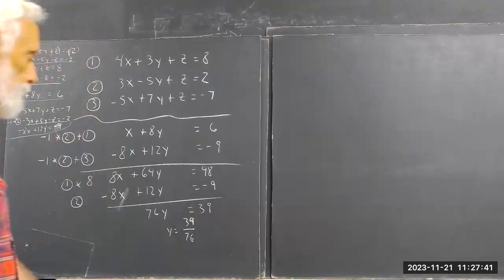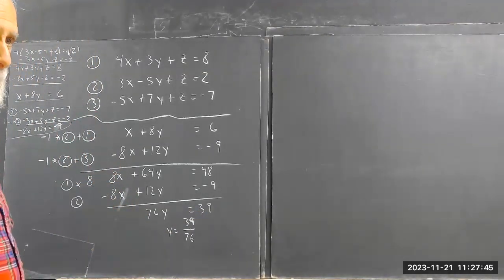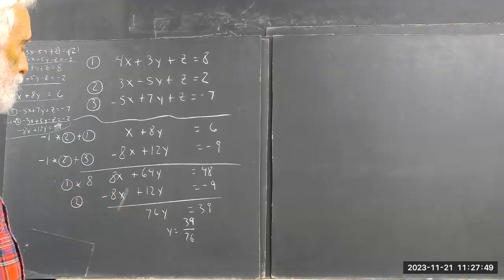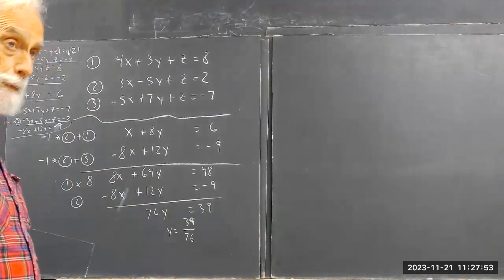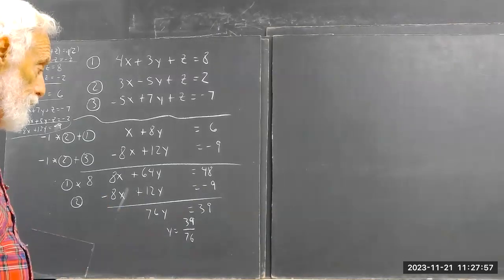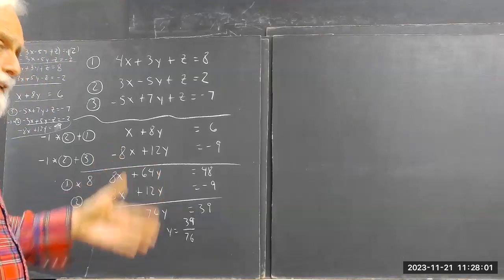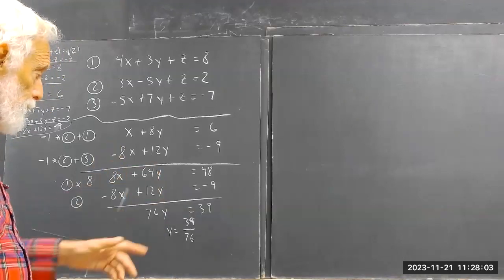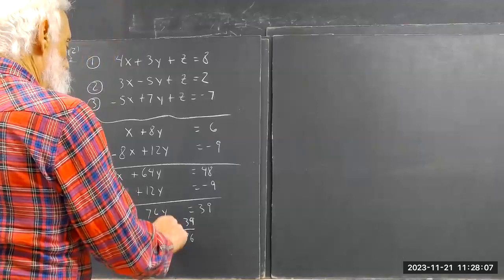Now, why couldn't it have been 39 over 78? That would have been 1/2. But it's 39 over 76. And 39 is 3 times 13. 3 and 13 are both prime. 76 is 2 times 2 times 19. So they don't have any common factors. So we're kind of stuck with this fraction.